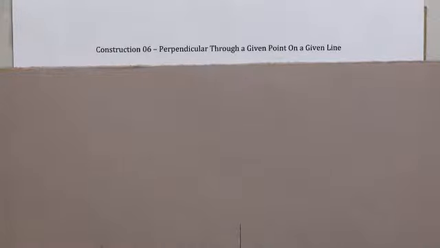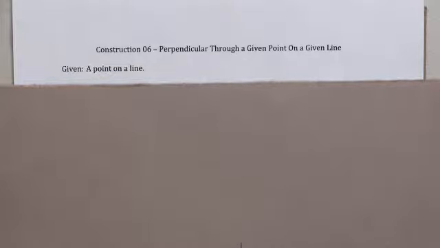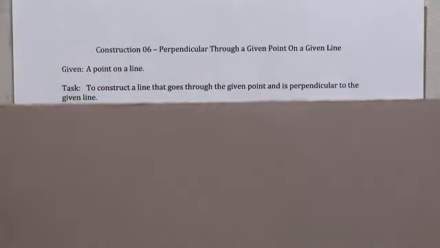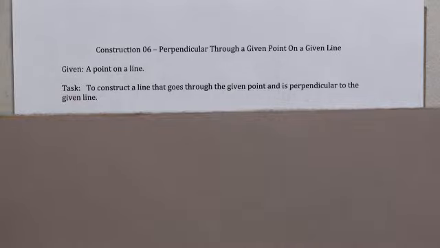Okay, the title of this construction, it's the 6th one. It's perpendicular through a given point on a given line. So we're going to be given a point on a line. Our task is to construct a line that goes through the given point and is perpendicular to the given line.